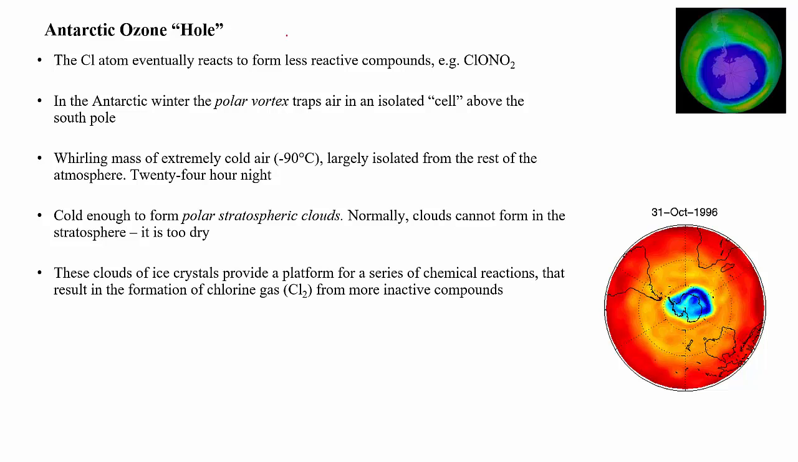Normally you only get clouds in the troposphere, but when it gets this cold, you can get clouds in the stratosphere. And these stratospheric clouds that are made up of ice crystals provide a platform for a series of chemical reactions that result in the formation of chlorine gas. So this chlorine nitrate up here, through these reactions, releases some of its chlorine in the form of chlorine gas.